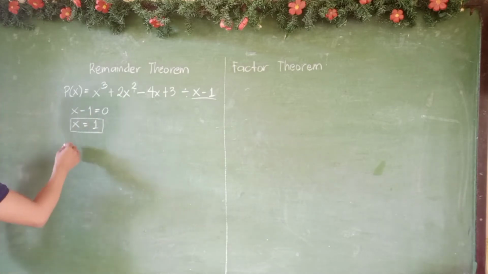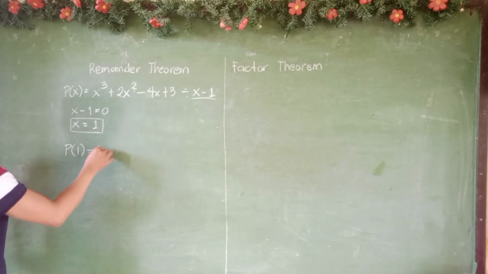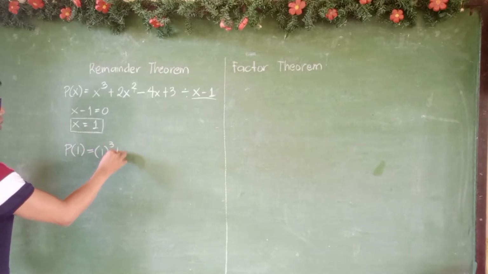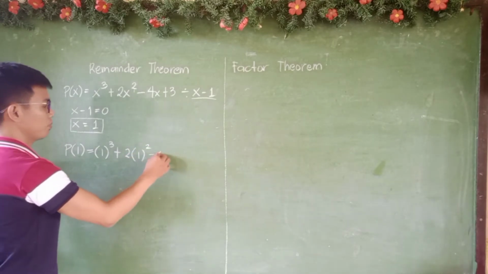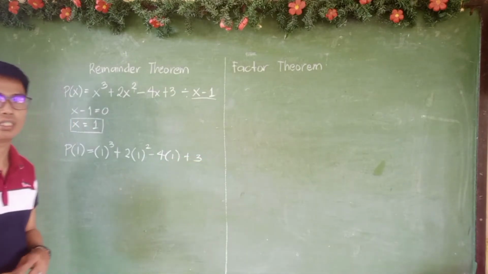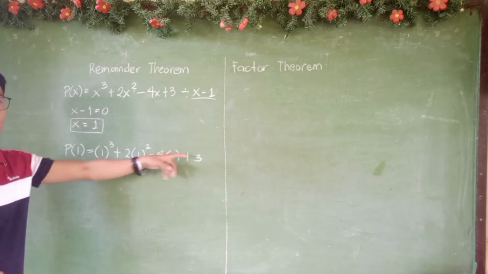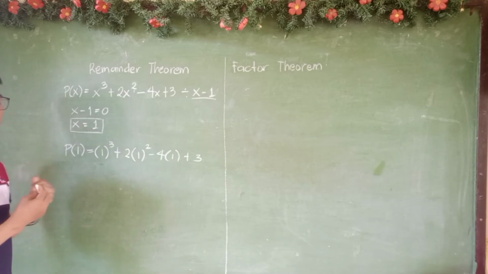So that will be P of 1 equals 1 raised to 3 plus 2 times 1 raised to 2 minus 4 times 1 plus 3. So lahat ng x, papalitan natin yung value na nakuha natin dito. And after that, we're going to simplify.